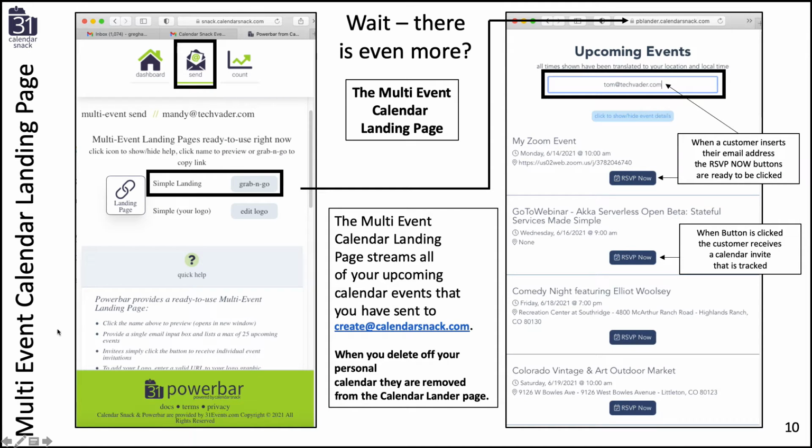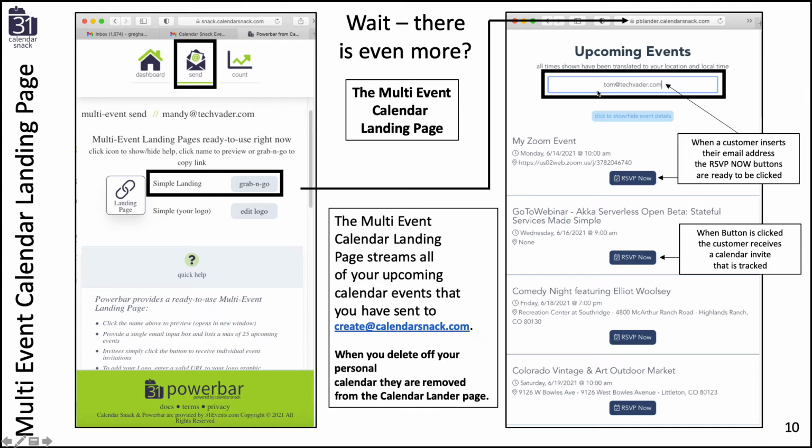Getting close to wrapping up here, we do have one more feature of the product we just added a few months ago, and that is the multiple event calendar landing page, which is yet another grab and go URL. What it does is gather all your future upcoming events ever sent to the CalendarSnack service into one URL, and it streams all your events here.